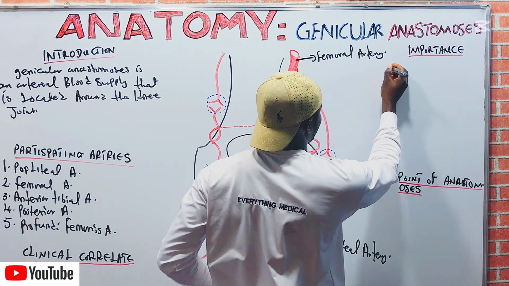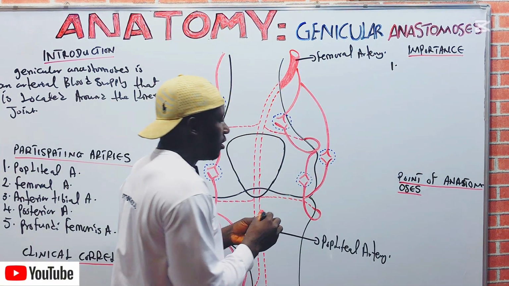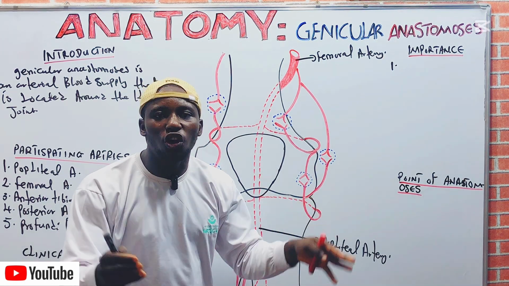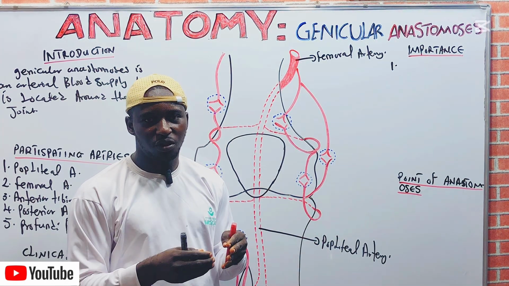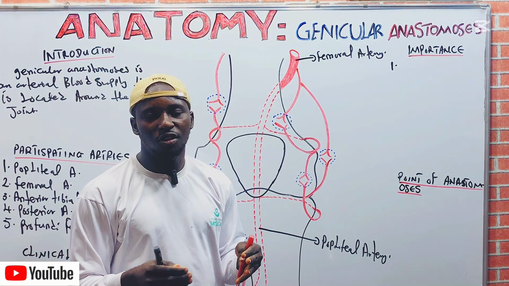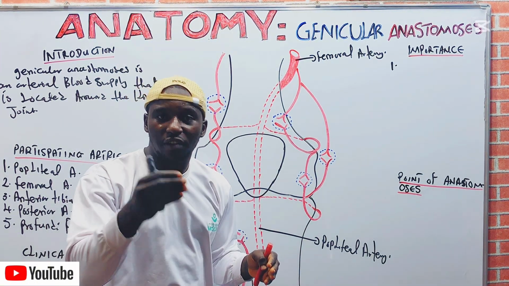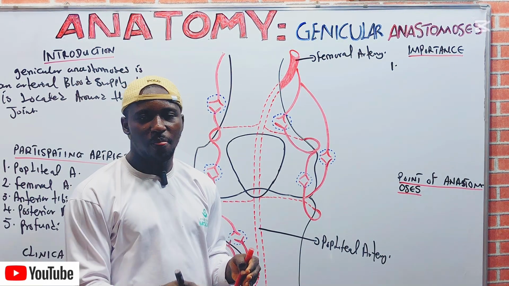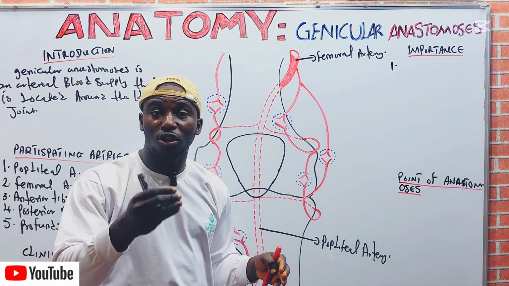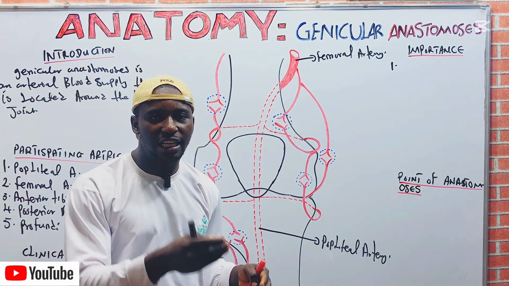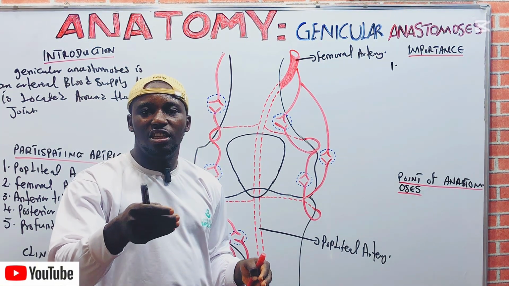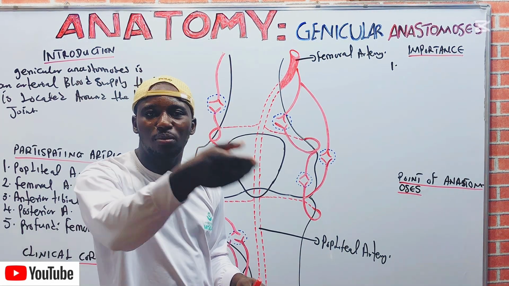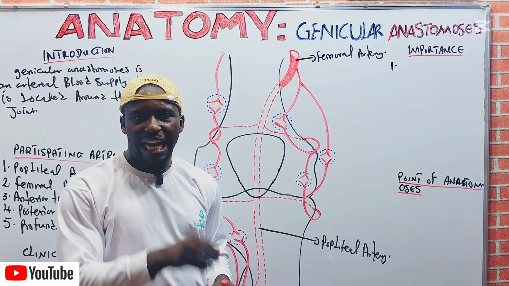The number one importance: genicular anastomosis ensures adequate blood supply to the knee joint and the leg during flexion of the knee, because when the knee is flexed, it leads to the compression of the popliteal artery, thereby providing sluggish blood supply to the knee joint and the leg. Now, that is where the genicular anastomosis will intervene, thereby ensuring collateral supply or adequate blood supply to the structures of the knee joint and the leg.